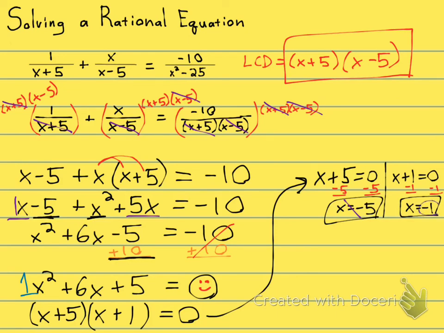Is the negative 1 okay? Sure it is. I'll plug it into every x. I could plug it in here and here and here and here, and I will not get a 0 in the denominator. So the negative 1 is okay, and that is my only answer. I had two possible answers, but when I go to put in my answer, x equals negative 1, I had to check it.